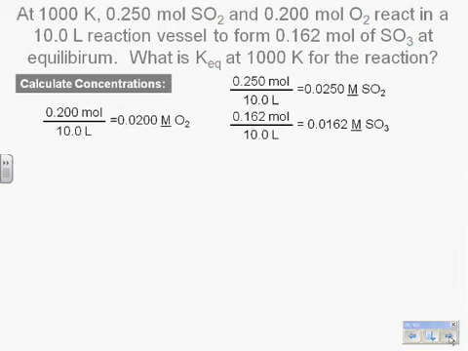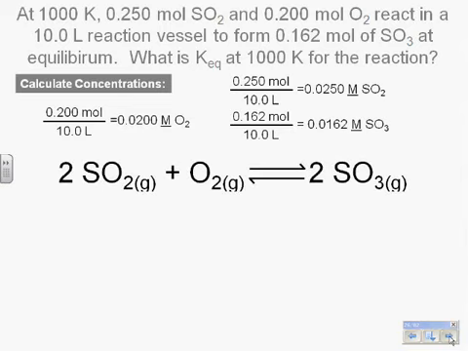Now, I would say write the reaction. Do a good job, carefully balance it, make sure it's right. The question says sulfur dioxide and oxygen react to form sulfur trioxide.